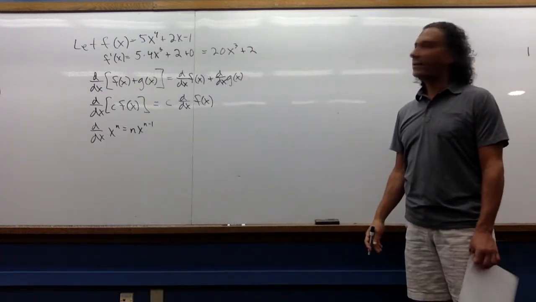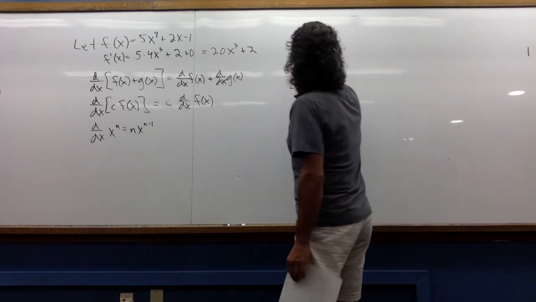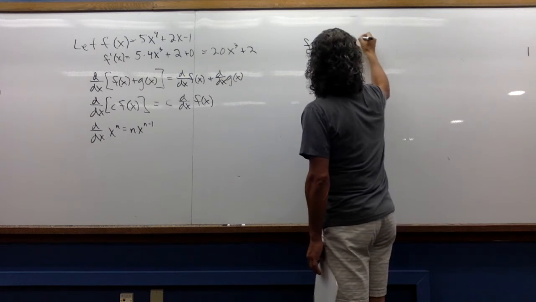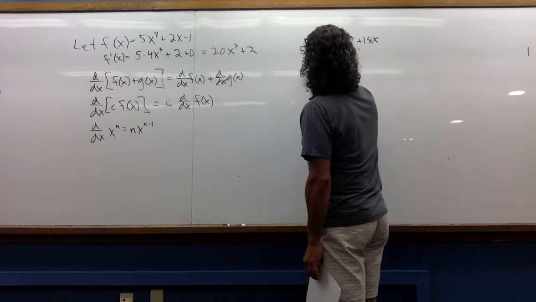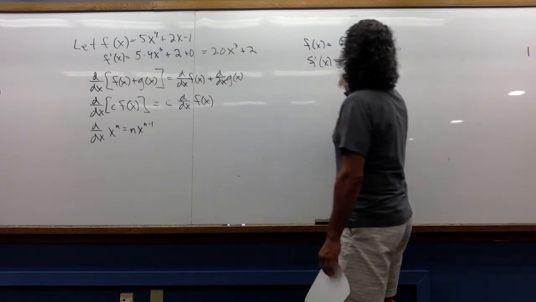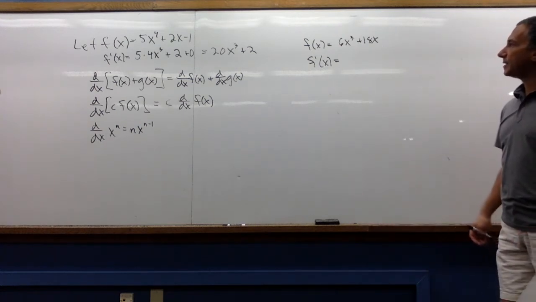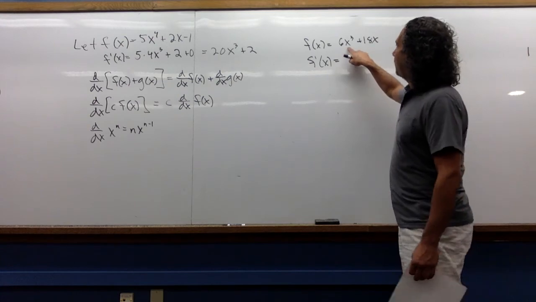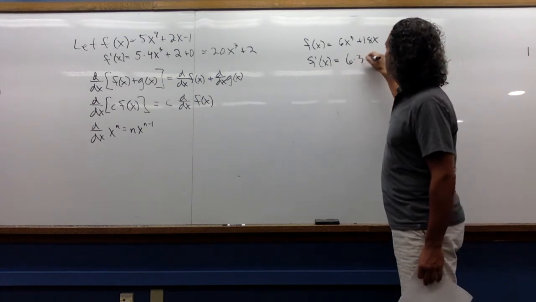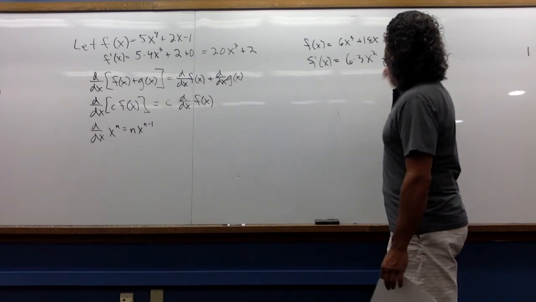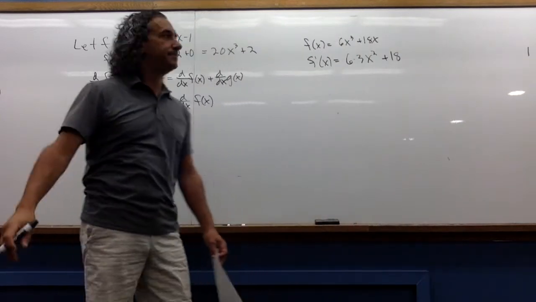A lot of work getting there, but now it's easy for us to compute derivatives of any polynomial. Give this one a shot. Pause the video. Okay, so again, the 3 comes down, and this just goes along for the ride. The derivative of 18x is 18, and I'm done.